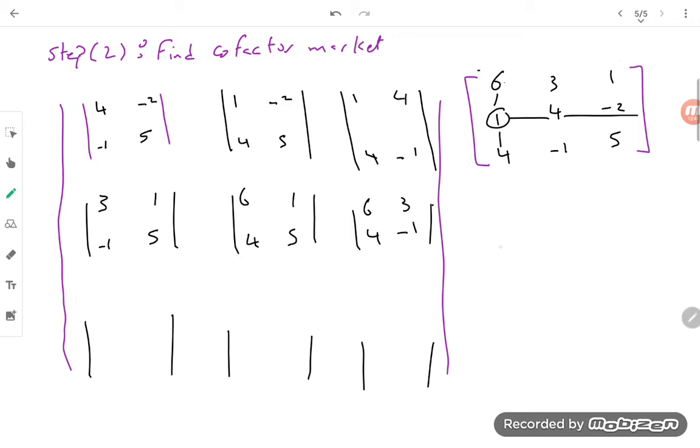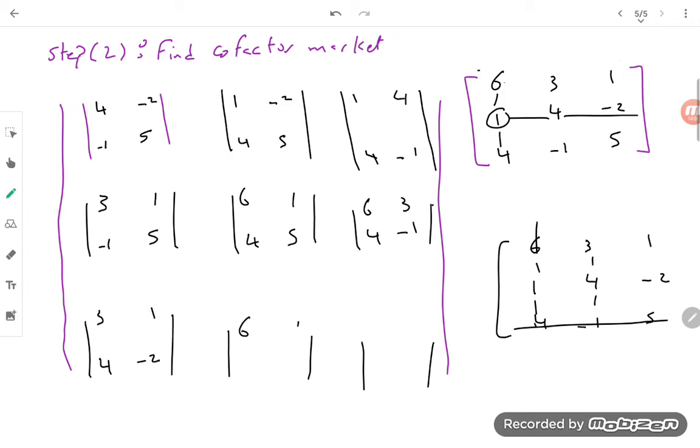Okay, with respect to the third one, it will be 6, 1, 3, 4, 1, negative 2, 4, negative 1, 5. We are going to cancel this row and each column. So with respect to the first one, it will be 3, 4, 1, negative 2. The second one, 6, 1, 1, negative 2. And with respect to the third one, it will be 6, 3, 1, and 4.